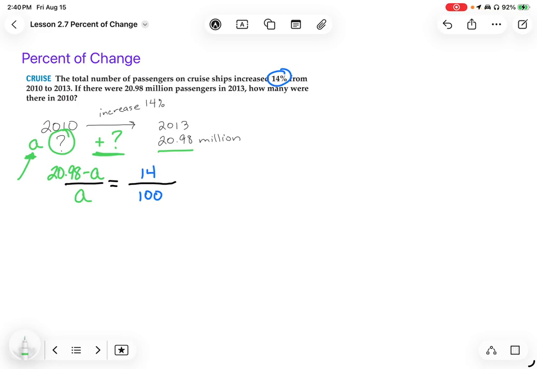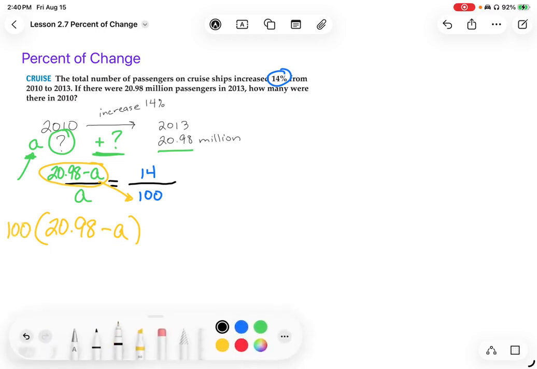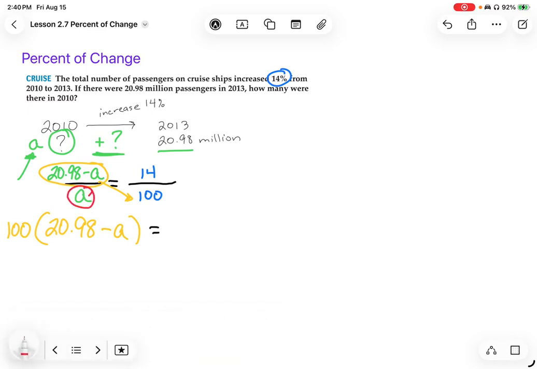Now that I have this proportion set up, I can do cross multiplication. So 20.98 minus A times 100. 20.98 minus A, I need parentheses. It's going to be times 100. I'm going to put the 100 in front because I know I'm going to need the distributive property, and I just think it looks nicer when we do it that way. And then going the other direction is A times 14, which I'm going to write as 14A.